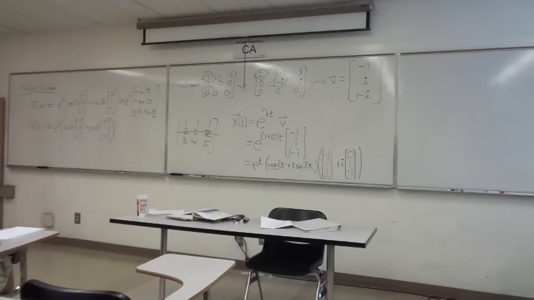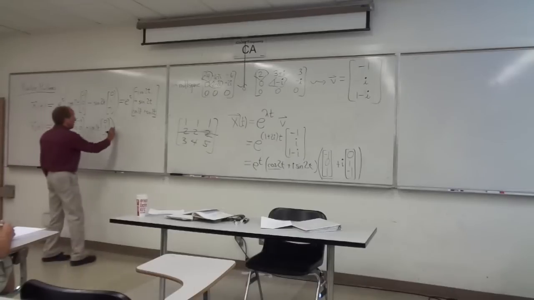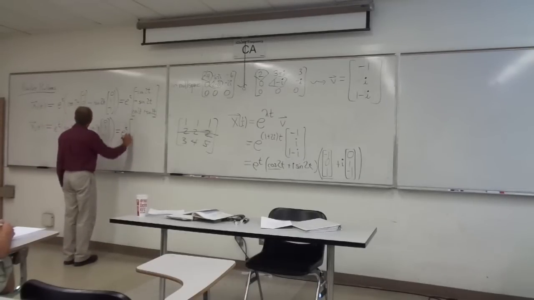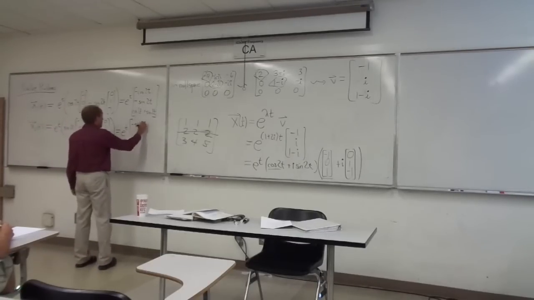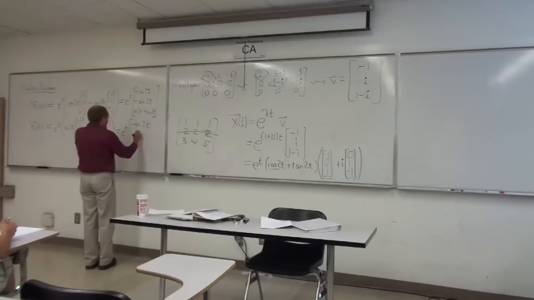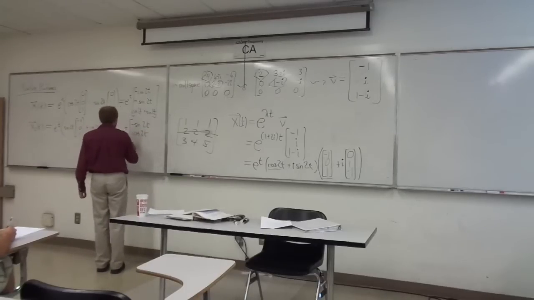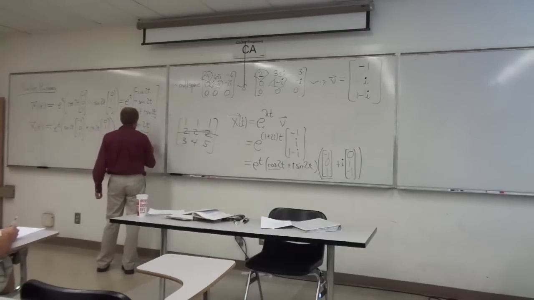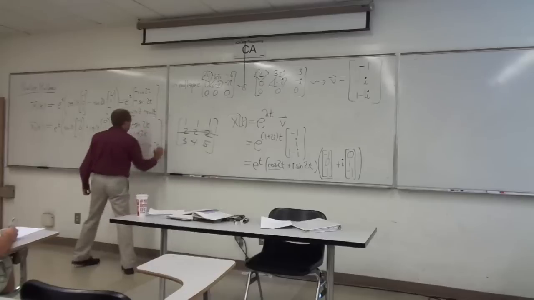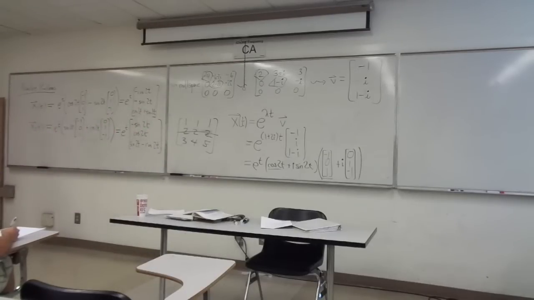I like that. That looks great. And again, I could choose to compress that: e to the t times negative sine of 2t, cosine of 2t, and sine of 2t minus cosine of 2t. Okay. Are we all right with that?